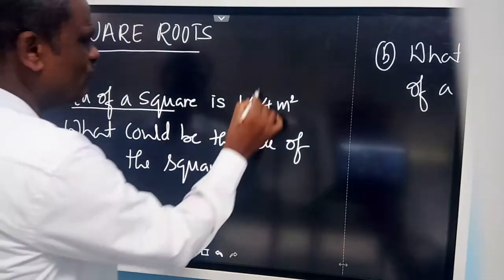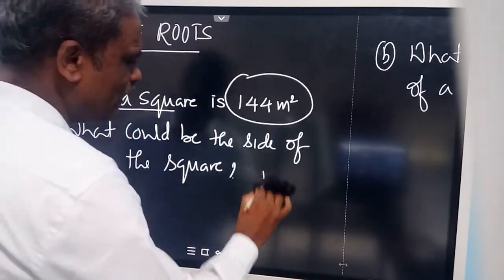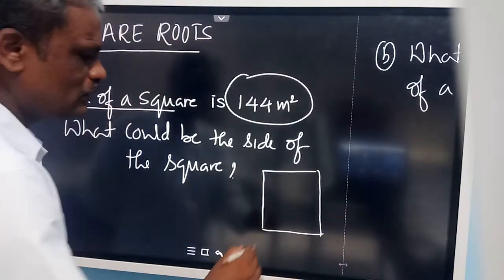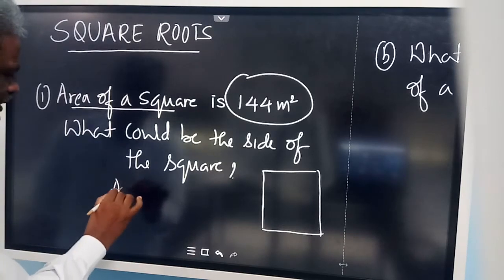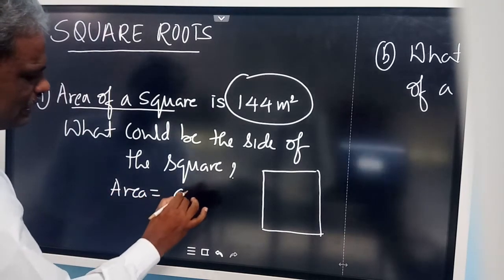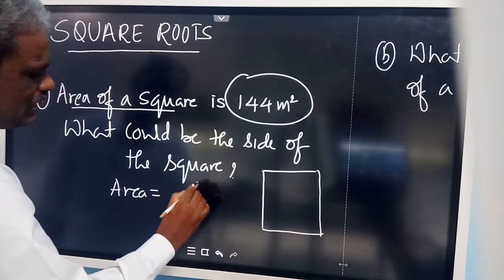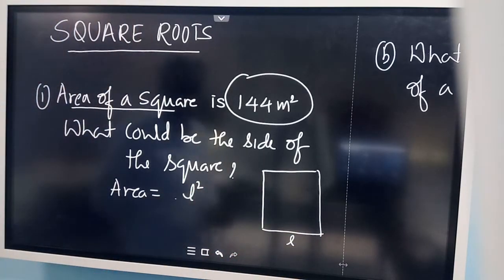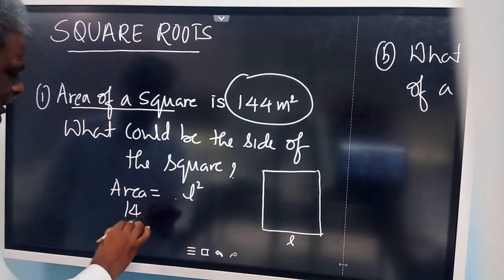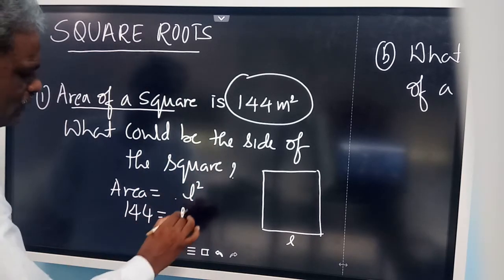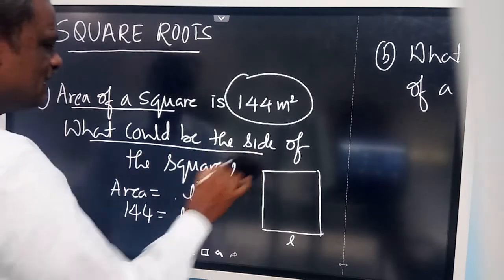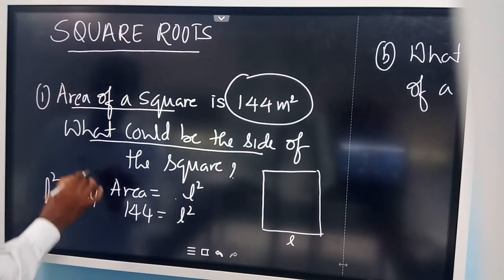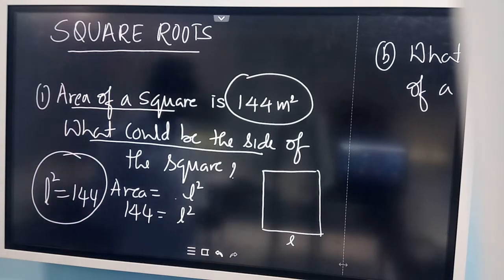Area of a square is 144 meters square. You know the properties of a square, all sides are equal. So the formula to find the area of the square is side into side, or L square. Suppose this length is L, so area will be L into L, L square. Here the area is given as 144, so 144 is equal to L square. Now to find the side, L square is 144, so you need to find out the value of L.